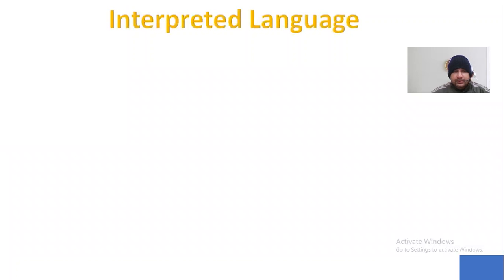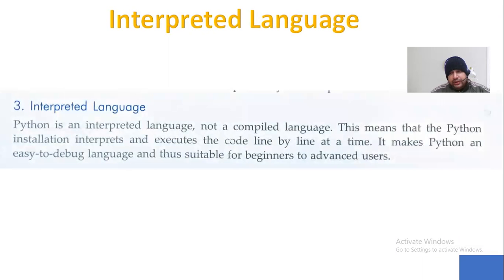The next one is, it's an interpreted language. As we know, any interpreted language deals with the code line by line, and you just need to rectify that line first if any problem is there in that particular line, and then it allows you to go to the next line. So basically it executes the code one line at a time. It makes Python an easy to debug language, because if you are stuck on any particular line, you just need to rectify the error in that line, and then you move on to the next one, right?